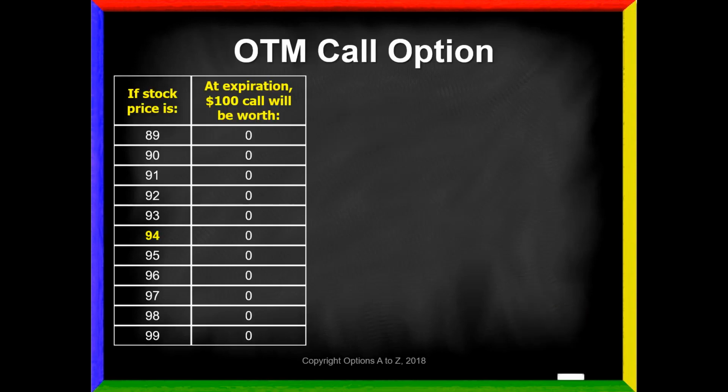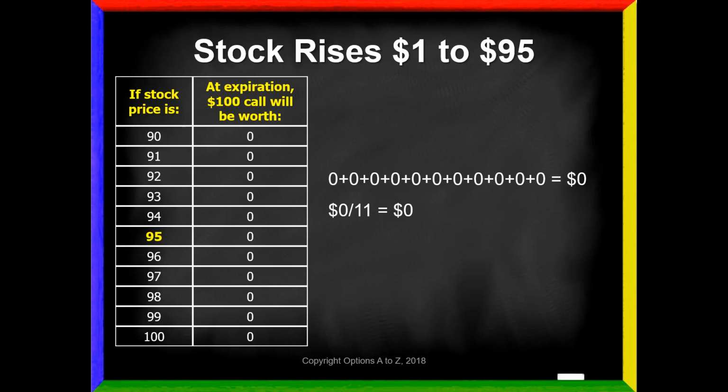Now let's take a look at out-of-the-money call options. We're going to assume the stock is down here at 94. We still have the $100 call. Stock can either rise or fall $5. Look what happens. Doesn't matter where the stock goes, that option's worthless. It has no chance of having any value. So what's it worth? Well, not real hard to figure out. Nobody's going to pay you a thing for it. It's worthless.